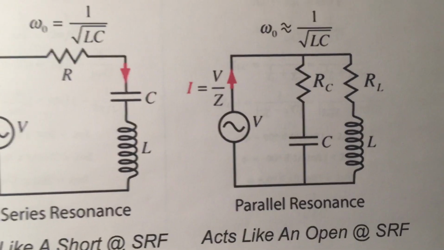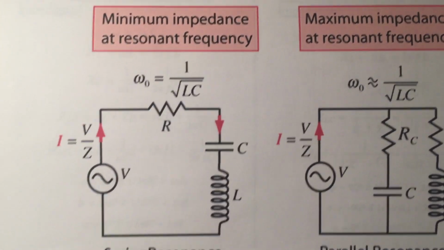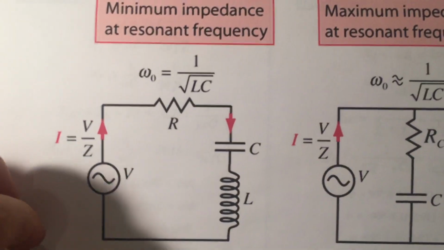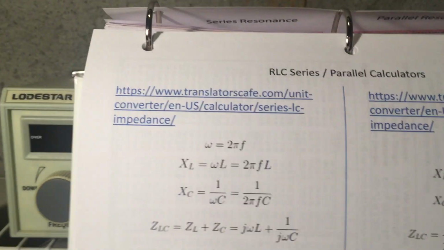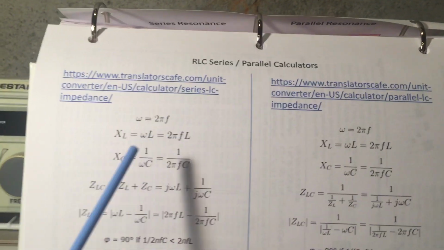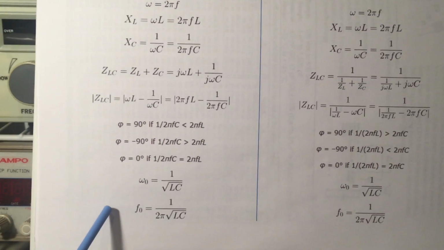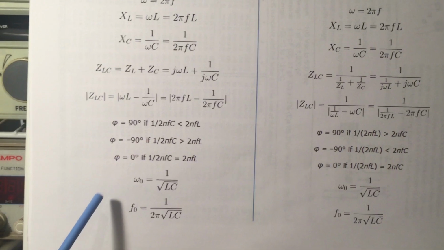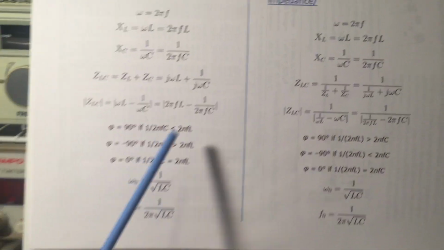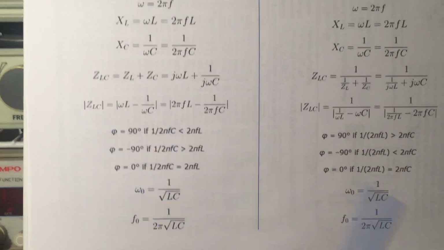Now you can go ahead and calculate these values. There are a lot of websites available where you can calculate the capacitive reactance, inductive reactance. Here's all the various formulas that are used. You can calculate the resonant frequency. And this shows what is the main difference between capacitive reactance and inductive reactance.